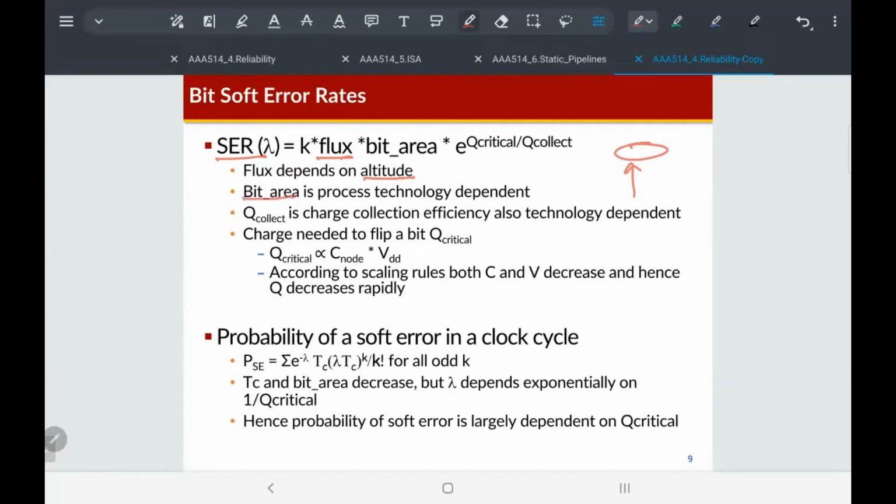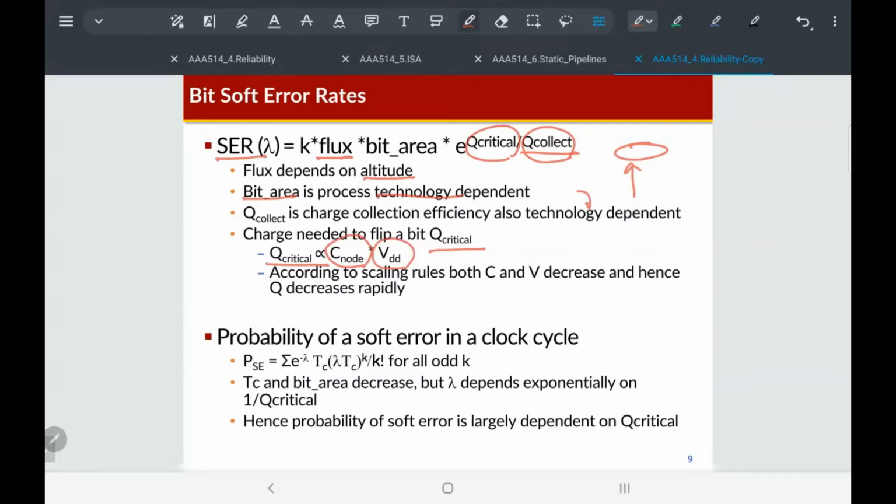Also, bit area depends on the technology node. And the important thing is Q, which also depends on the technology node. Important are Q critical and Q collected. Q critical means the charge needed to flip a bit. As you can see, Q critical is proportional to capacitance and supply voltage.